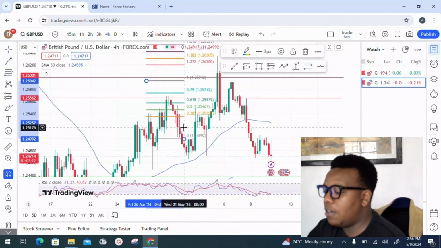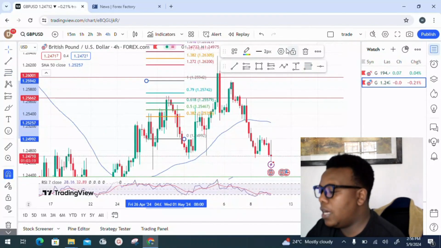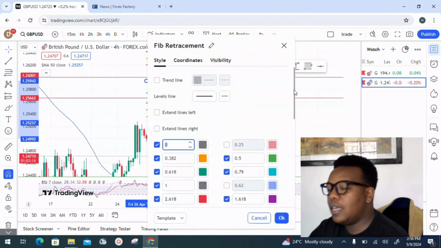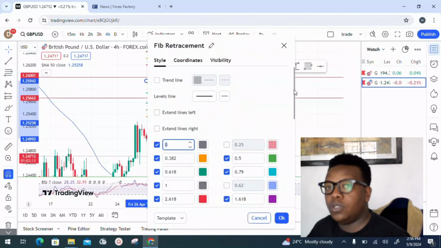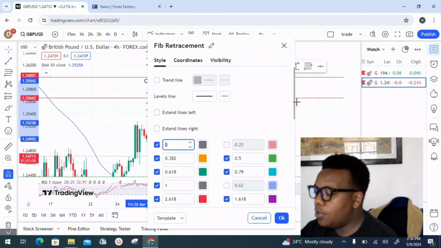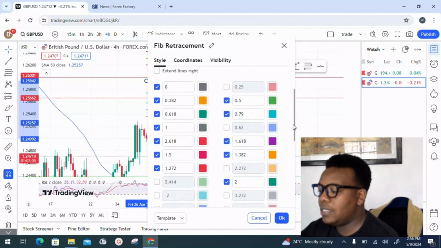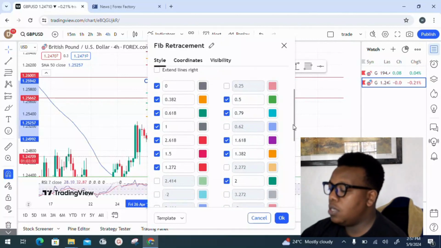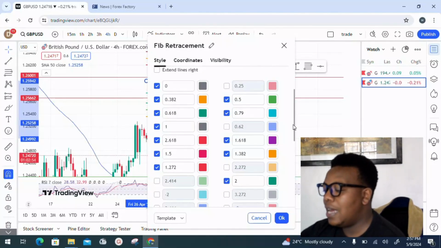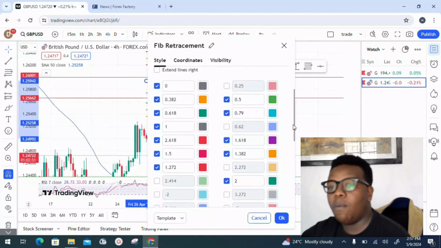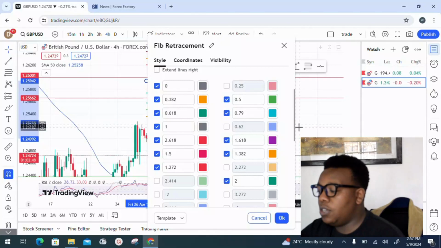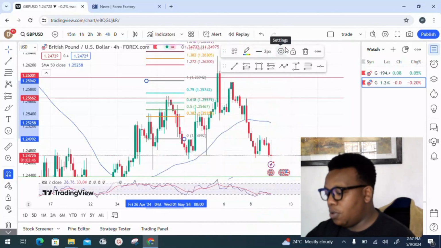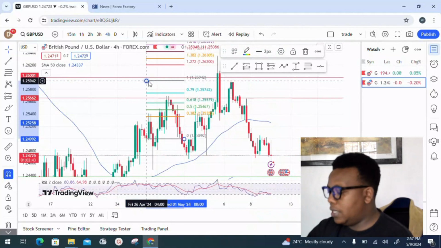For instance, let me roughly draw it there, and I come to the settings options. There are particular key levels that I want you to check before we even show how you apply it. I want you to change your Fibonacci settings exactly as you can see mine, since there are a couple of important key levels. I'm talking of the 0.382, 0.5, 0.618, 0.79, as well as 1. Those are the key levels that you'll notice we'll be utilizing many times. So let me just delete this one.